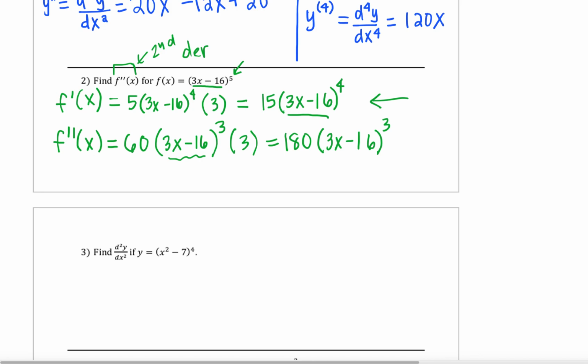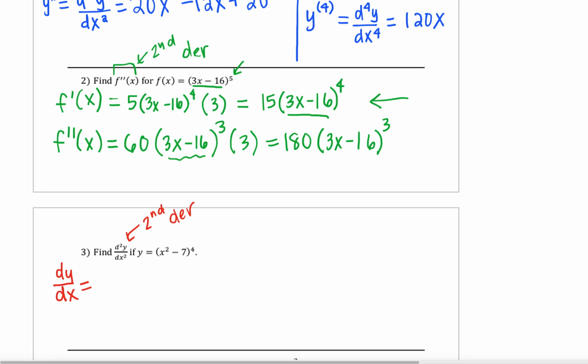So here in example 3, we're asked to find the second derivative of y with respect to x. This time we're given the operator notation as our question, but it is the same thing as f double prime. Our function this time is y equals x squared minus 7, all to the 4th power. Now to get to the second derivative, I definitely need my first derivative first. So let's start by finding dy over dx, our first derivative.